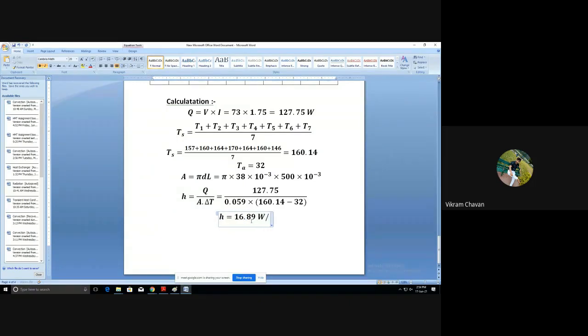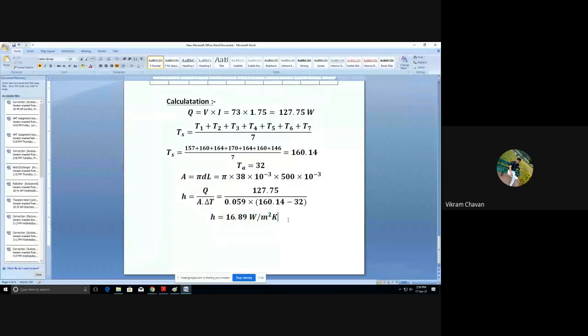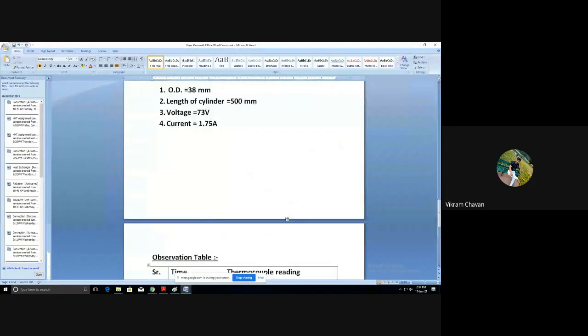And its unit is watt per meter square Kelvin or degree Celsius. Any unit you can use. Okay, 16.89. Now we have to find the h value by using dimensional analysis, and for that purpose we require the formulas.